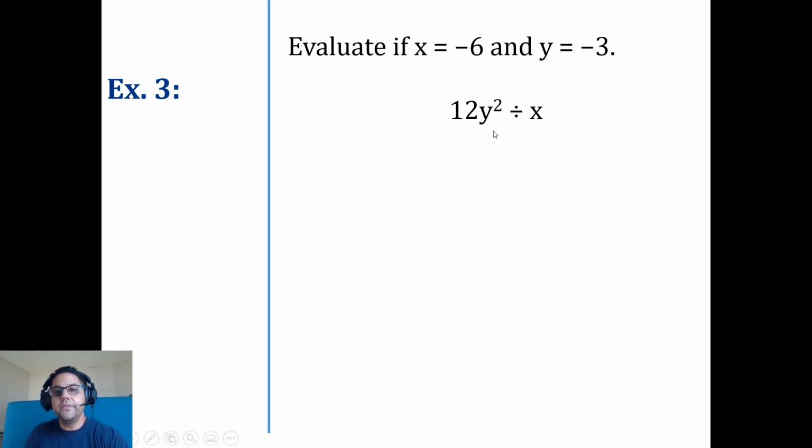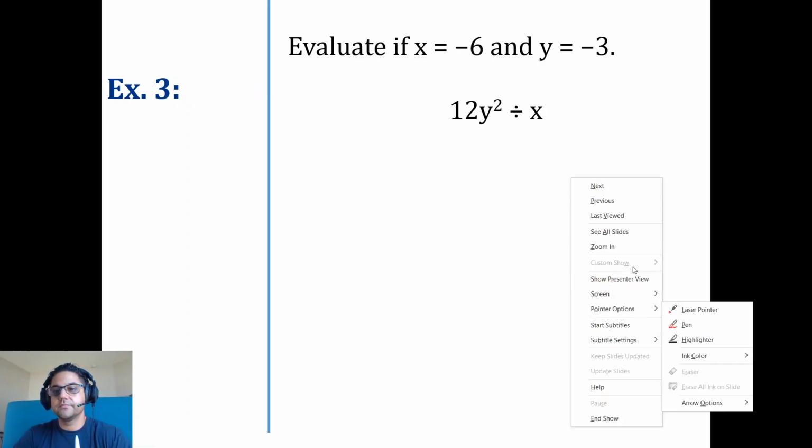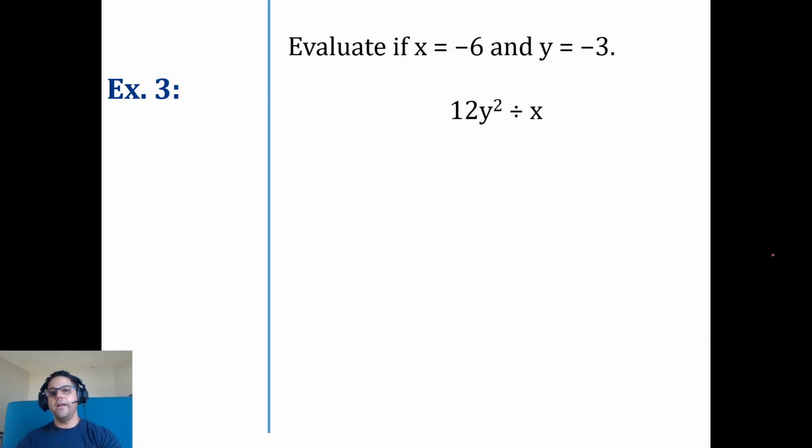So according to this, let me change it to pen. It means 12 multiplied by y squared, and y is a negative 3. And then we're going to divide by negative 6. So it's going to look something like this: 12 multiplied by y, which is negative 3, we square it, and then we divide by negative 6.